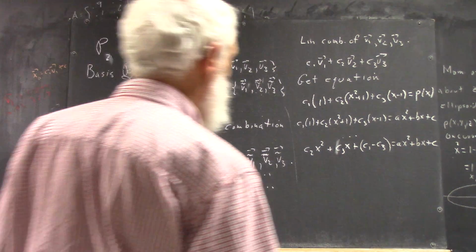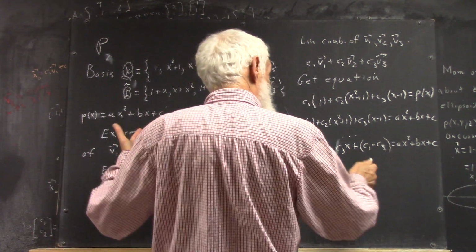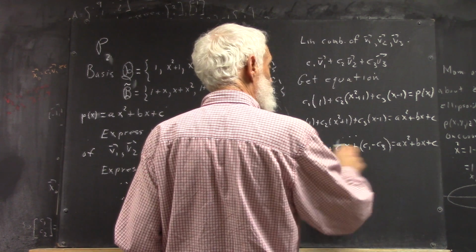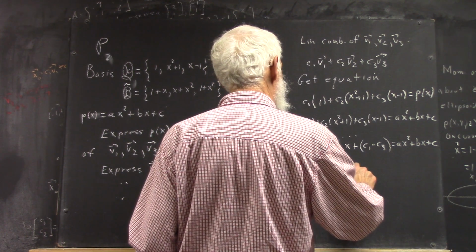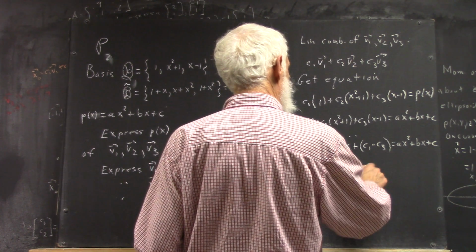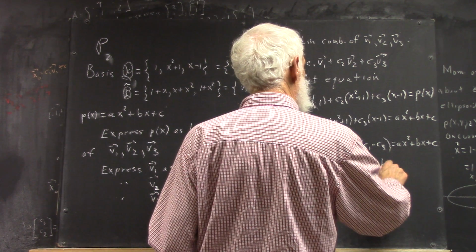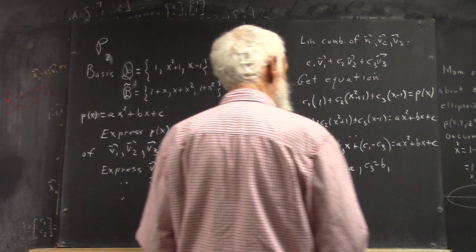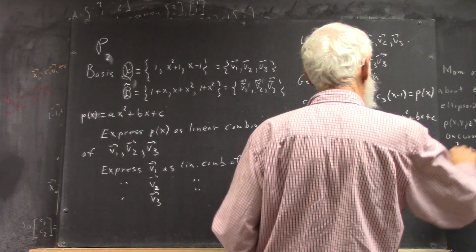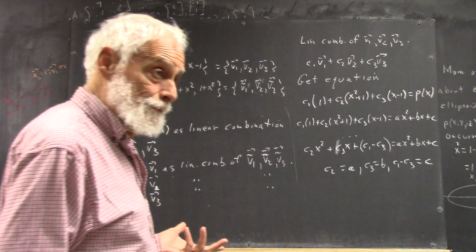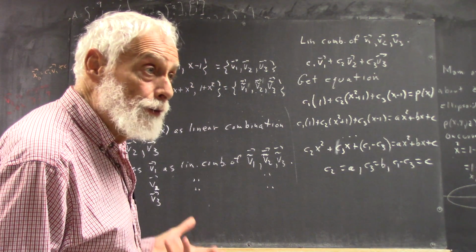Okay, so now we get three equations. The coefficients of x squared have to be equal, so C2 equals A, C3 equals B, and C1 minus C3 equals C. That's three equations and three unknowns, right?